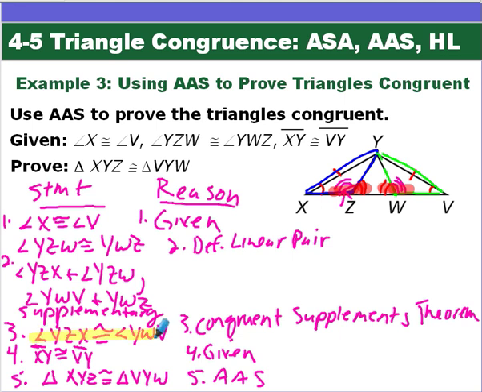So those two angles are congruent. Why? Because they're supplementary to two congruent angles. So we had a theorem called the Congruent Supplements Theorem that tells us that those two angles have to be congruent as well. We're also told that XY and VY are congruent. So now we know these two triangles are congruent by angle, side.